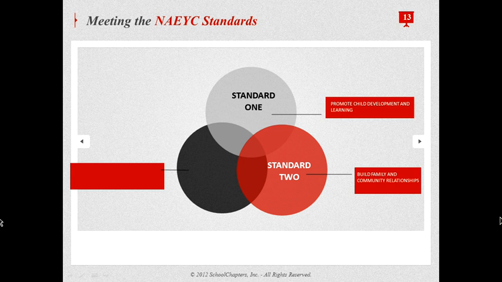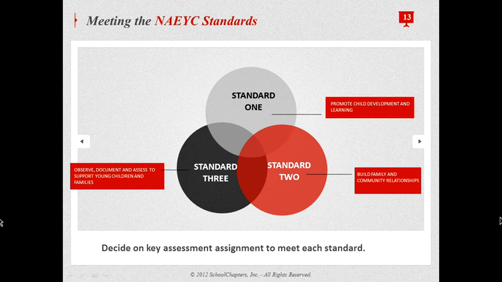For Standard 2, that's to build family and community relationships. The assignment that we used for this one was their culturally respectful menu. They had to develop a month's menu that was respectful of many different types of families and cultures and customs. And we felt that that showed how we tied families, community, and the program together. And that was a good way for us to prove Standard 2.